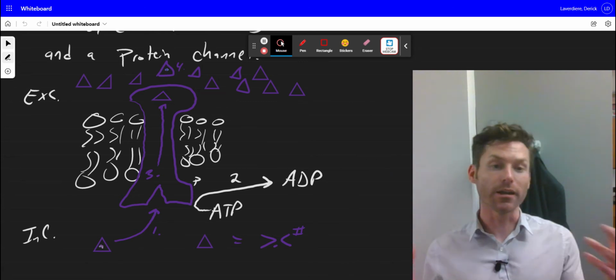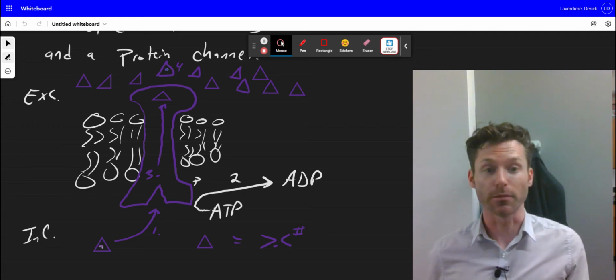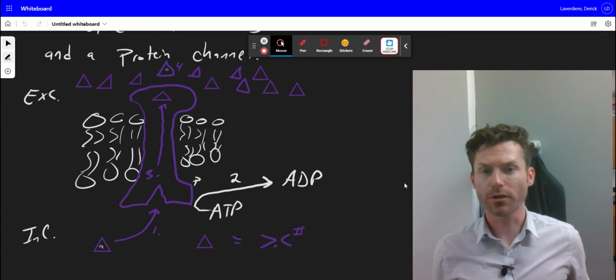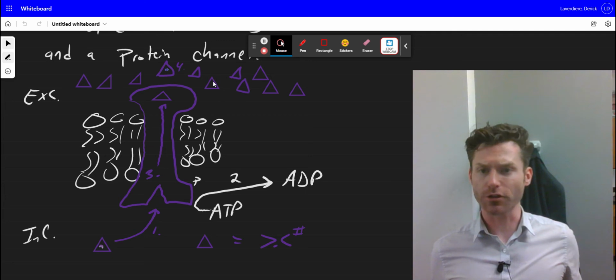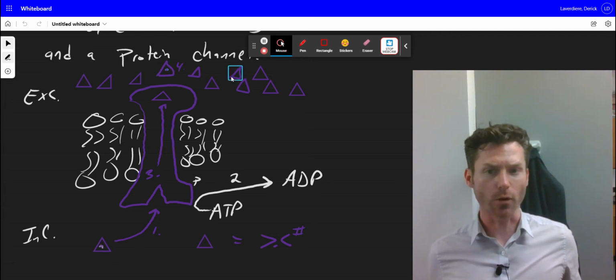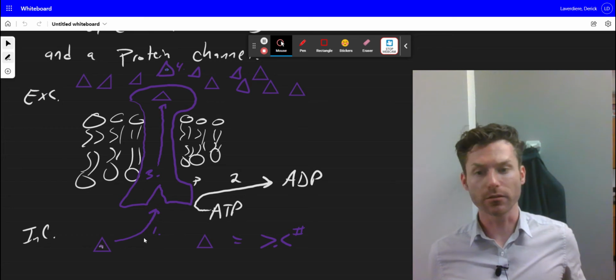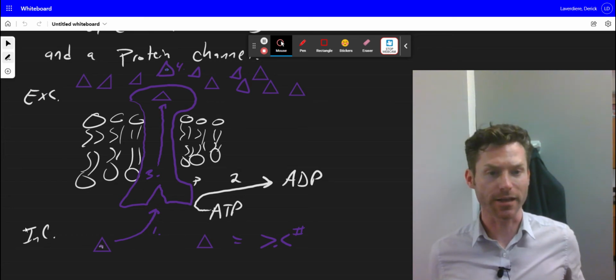All right. The energy is coming from the molecule ATP. So in this model, I have a high concentration of triangles outside of the cell in the extracellular area. I have a low concentration of triangles inside the cell in the intracellular area.